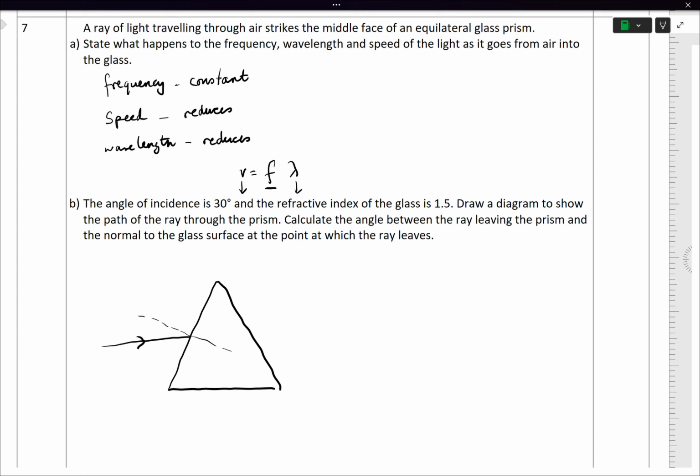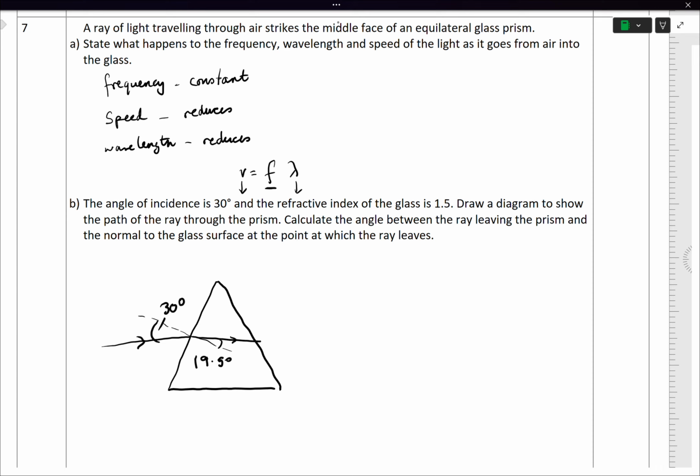We've got an initial angle of 30 degrees. We know this bends towards the normal, so this angle will be smaller than 30 degrees. We can use Snell's law to show that this one has a value of 19.5 degrees.